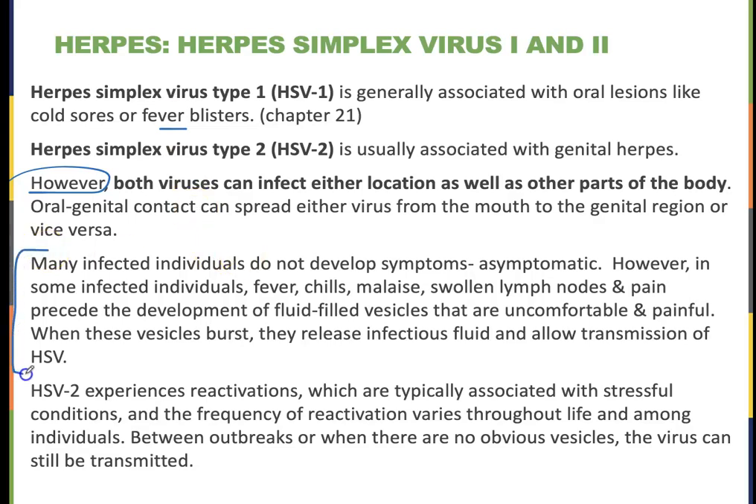Many people who have the HSV virus in them do not develop symptoms. They're mostly asymptomatic. In those people that do have symptoms, they can get this general sort of infection, right? Fever, chills, malaise, swollen lymph nodes, and then the vesicles that are made are going to be painful, and they do have fluid in them. They're fluid-filled vesicles. When these burst, we can think that obviously there's going to be lots and lots of viral particles in that fluid, so it's very transmissible in those vesicles.